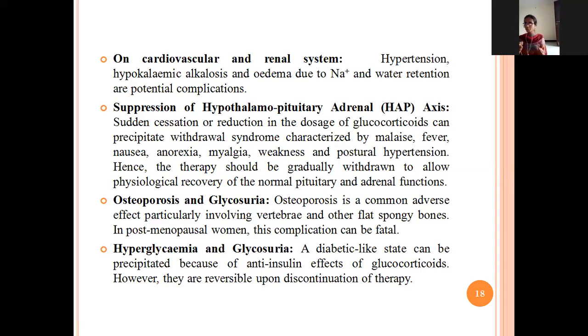Next one is osteoporosis. It is a common adverse drug reaction, particularly involving the vertebrae and other flat, spongy bones. In this case it will mainly affect the vertebral columns and bones of the human body in post-menopausal women. This complication can be fatal.